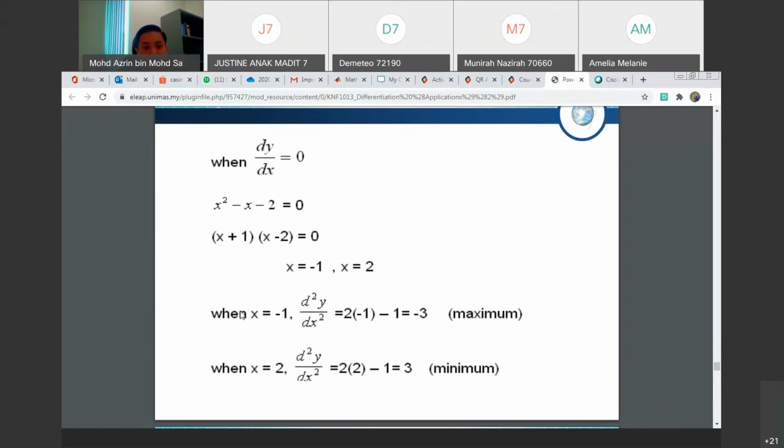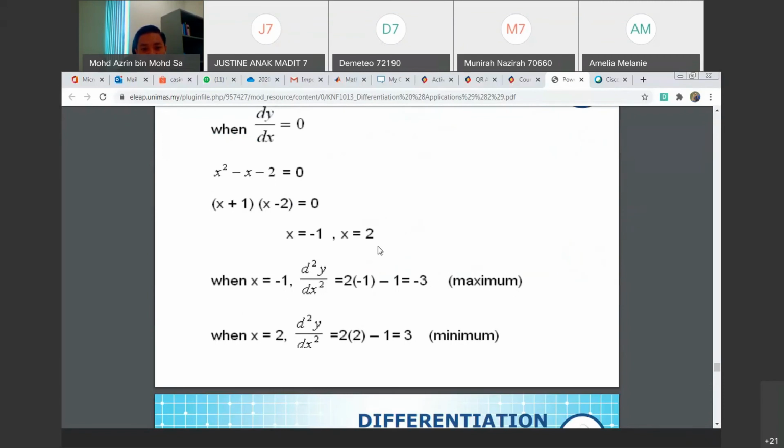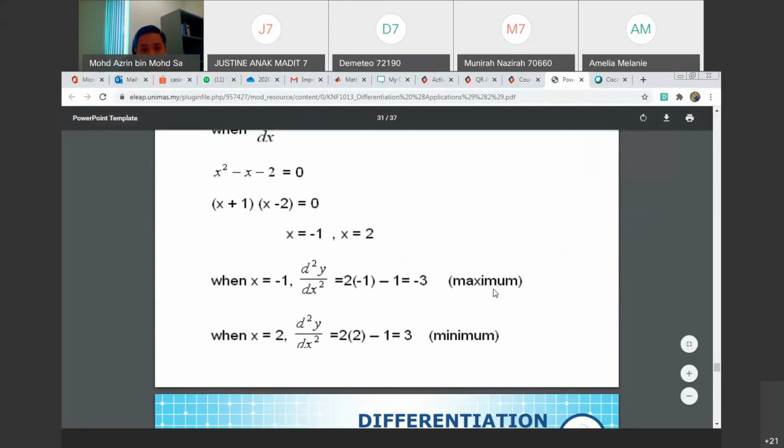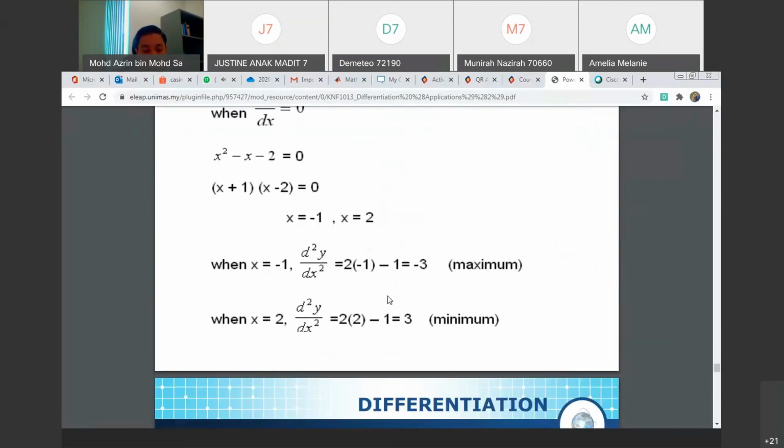Okay, so when you use second derivative, you will get the value is 2x minus 1, betul ni 2x minus 1. So you masukkan nilai x yang you dapat dekat second derivative, you will get maximum value which is negative. Okay, kalau negatif dia adalah maksimum, tapi kalau masukkan nilai dia dapat positif, you akan jadi minimum. So this is how you solve turning point by using the second derivative equation.